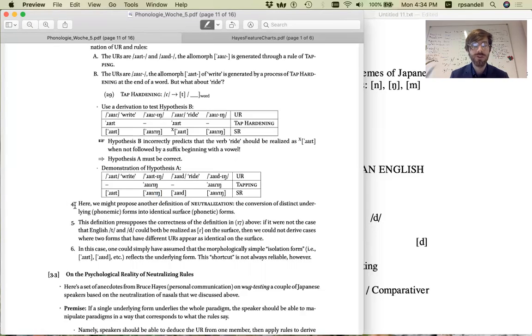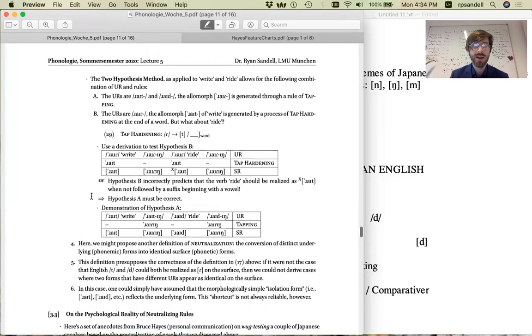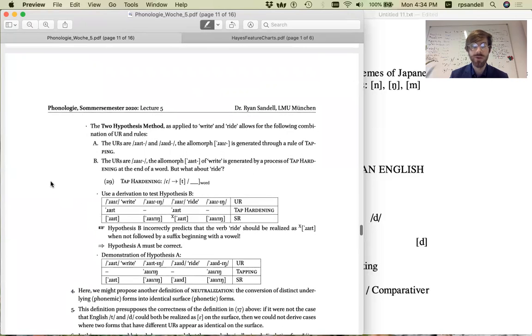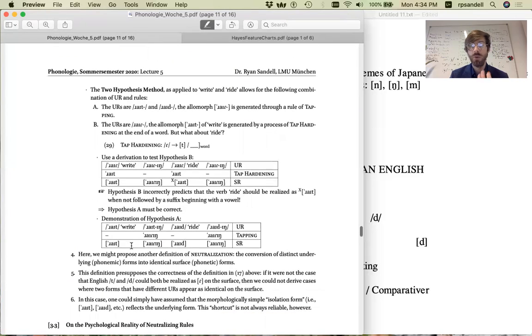So this definition just offered under point 4 presupposes the definition of neutralization that we've already given above. If it weren't the case that the stops ta and da could both be realized as a tap on the surface, then it would be impossible to derive cases where the two forms that have different underlying representations appear as identical on the surface.